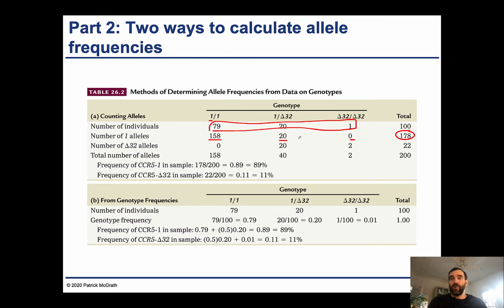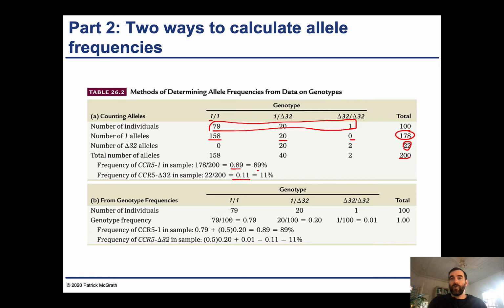We can do the same approach for the delta 32, and so there's 22 delta 32 alleles within the population. If we sum these up, that's equal to 200. So little p in this situation would be 178 divided by 200, so that's 0.89, and then q would be 22 divided by 200, which is equal to 0.11. So that is one approach that you can use to calculate the allele frequencies based upon genotype frequencies.